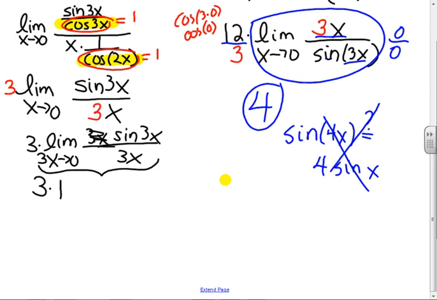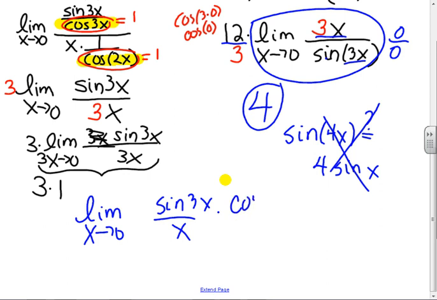Not cancel. I can do it, that's not the problem. See, here's what you're going to get. Trust me on this. If you do not simplify the cosine, you're going to get the sine of 3x over x, and then this cosine is going to go in the denominator, and that one's going to go in the numerator: cosine of 2x and cosine of 3x. And this limit is still, once I put the 3's in there, going to give me the 1, and these are 1. So see, it doesn't matter.